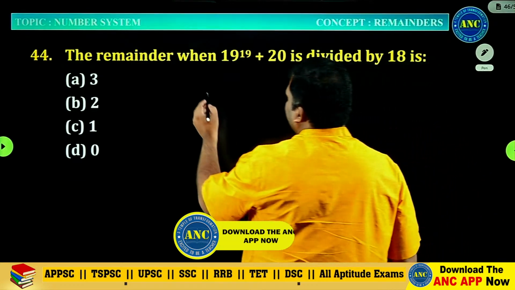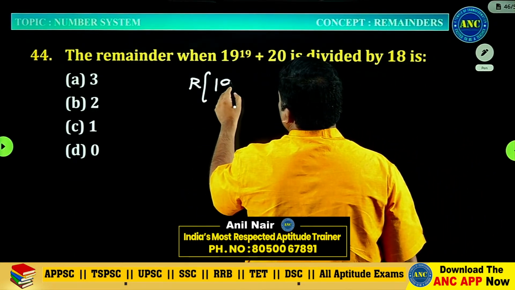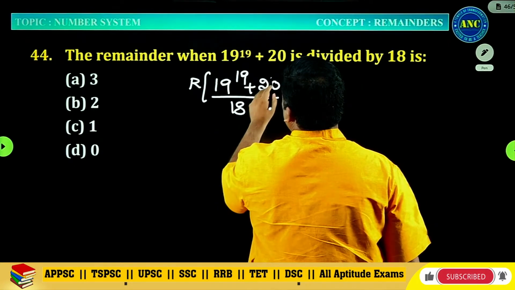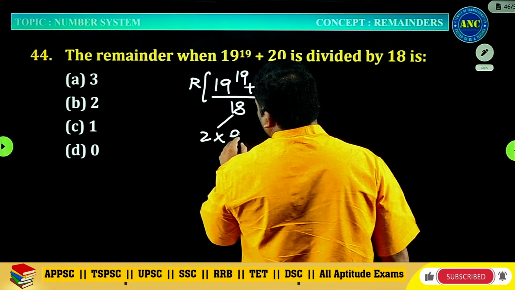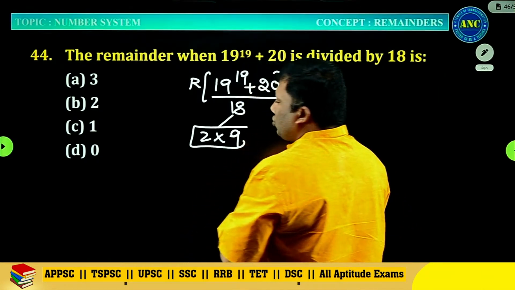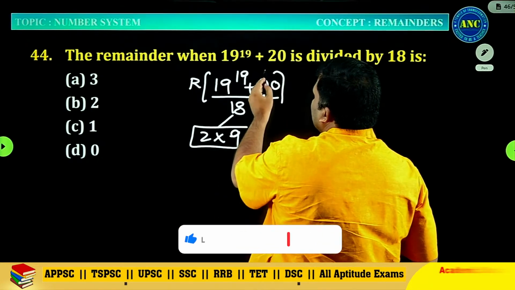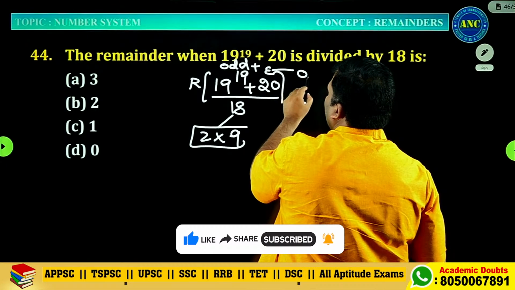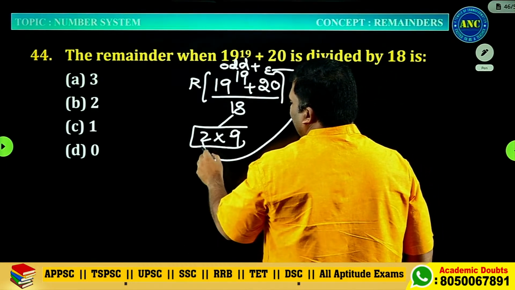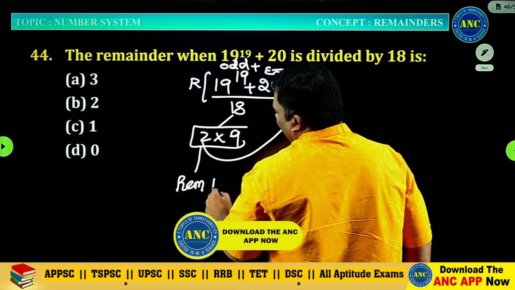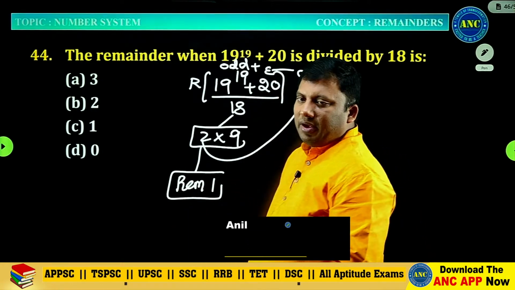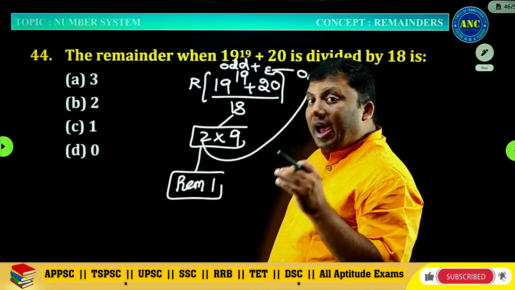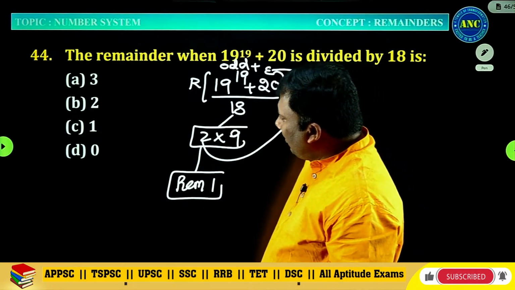19 power 19 plus 20 divided by 18. 18 is a composite number. It is derived from 2 into 9. Now see here, this is an even number, this is an odd number. Odd power any number, odd number. Odd plus even is odd. Odd number divided by 2, remainder will be 1. That means the answer, when divided by 2, should give a remainder 1.